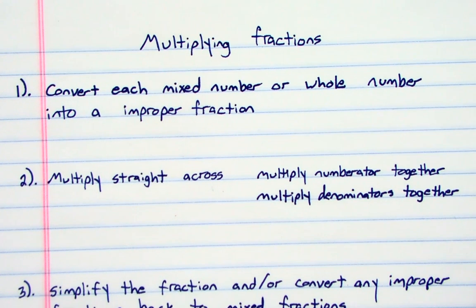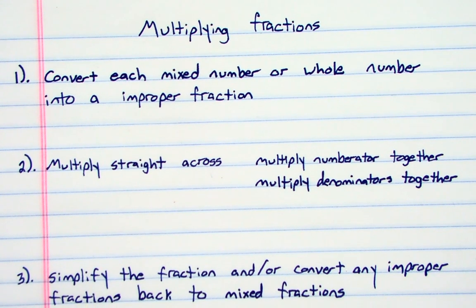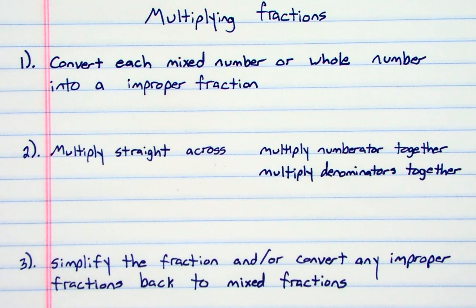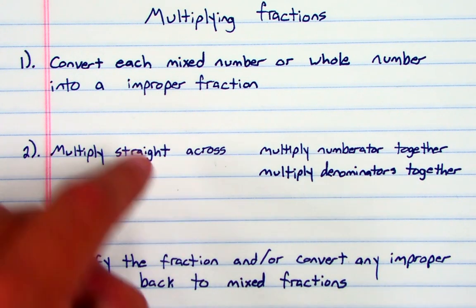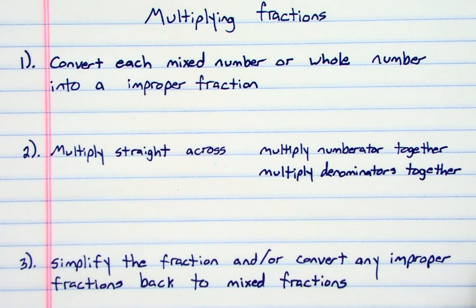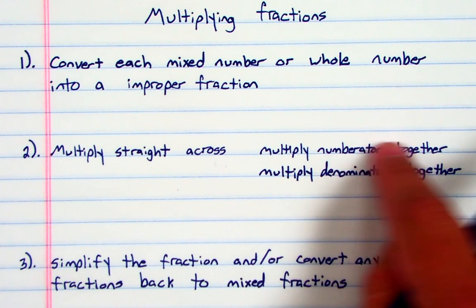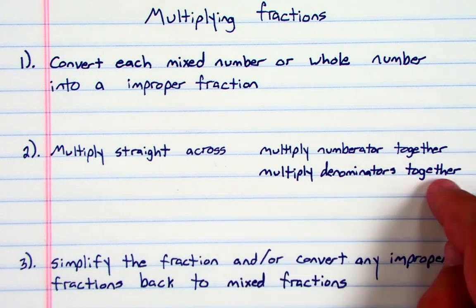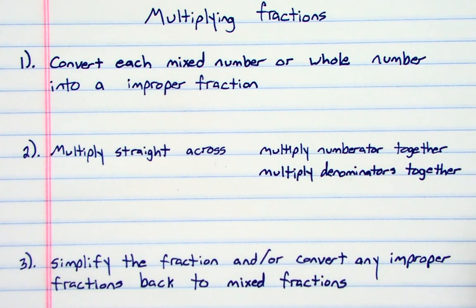So there are 3 steps when you are multiplying fractions. The first one is to convert each mixed number, which is a whole number with a fraction attached to it, or a whole number, into an improper fraction. Step 2 is multiply straight across. You're going to multiply your numerators together, which is your top numbers, and then you'll multiply your denominators together, which are your bottom numbers. The last step is you'll simplify the fraction and/or convert any improper fractions back to mixed fractions.